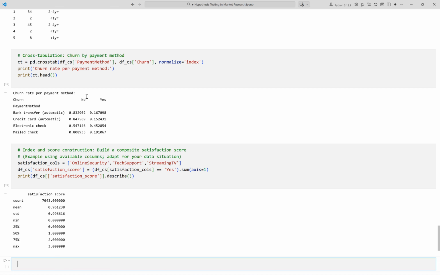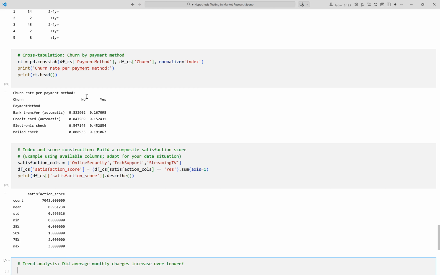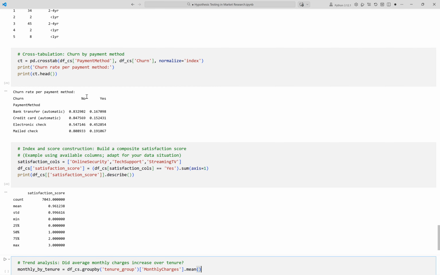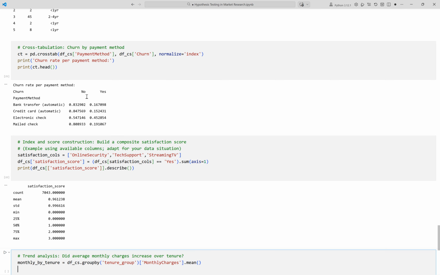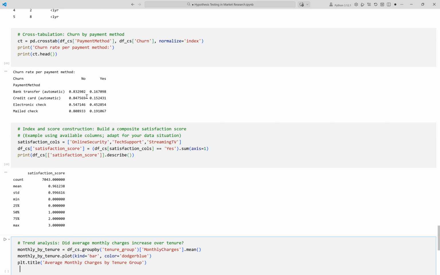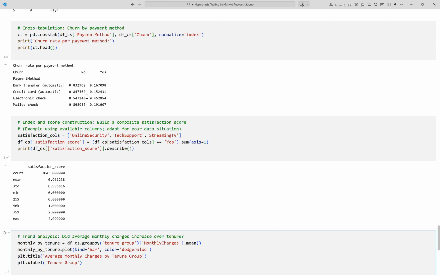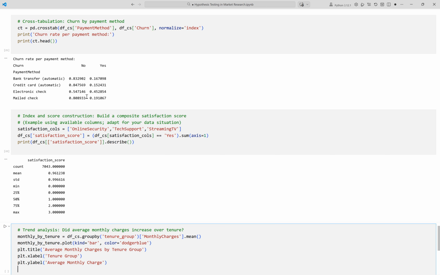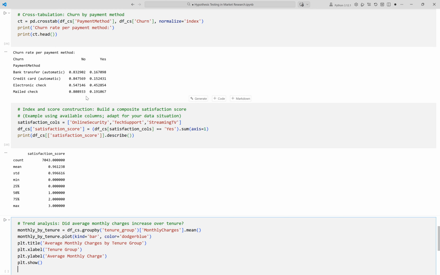Trend analysis supports revenue growth by detecting patterns over time or over the customer life cycle. We compute the mean monthly charge for each tenure group. We plot the result as a bar chart for presentation clarity. The title helps everyone understand the key comparison. We label the grouping axis for readability. The y-axis tells managers about potential revenue per segment. The chart visualizes trends in customer spending.